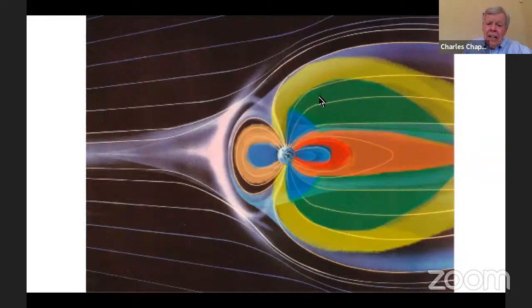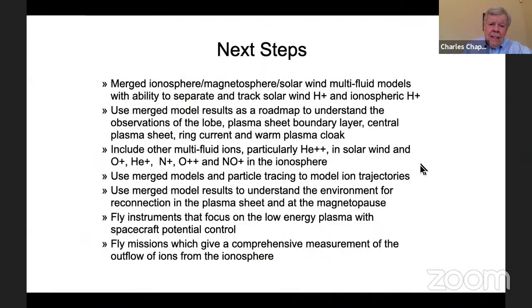But how the ions actually move through and are energized and make these regions, and how changes in BZ can cause a storm there. Our next steps need to be to run these merged models multi-fluid that can separate the solar wind H+ from the ionospheric H+. There's going to be a lot of wonderful information that comes out of running these multi-fluid models.